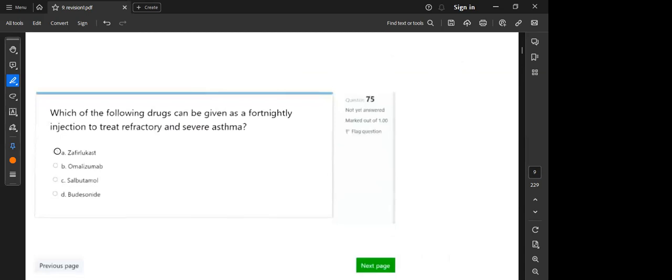Which of the following drugs can be given as a fortnightly injection to treat refractory and severe asthma? This one I forgot. Staphylococcus, omalizumab, salbutamol, budesonide. Omalizumab.